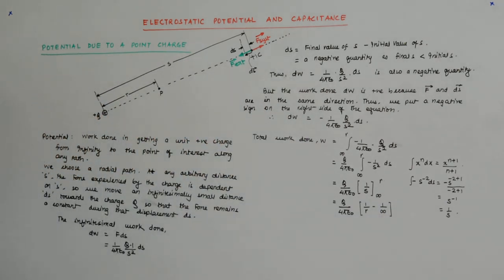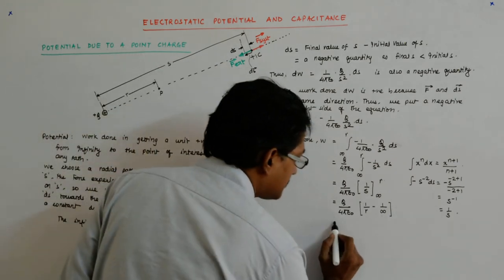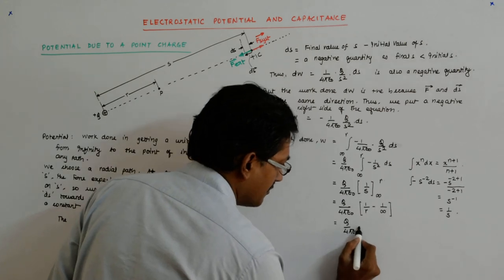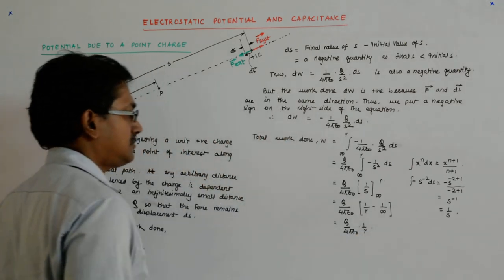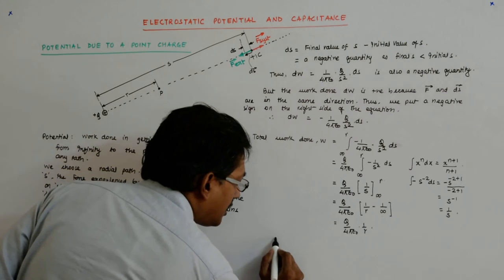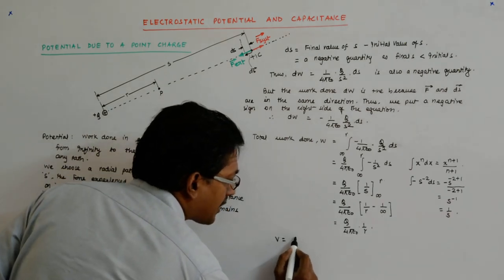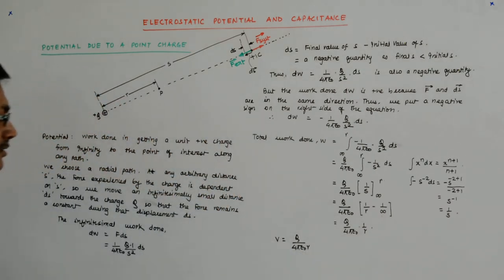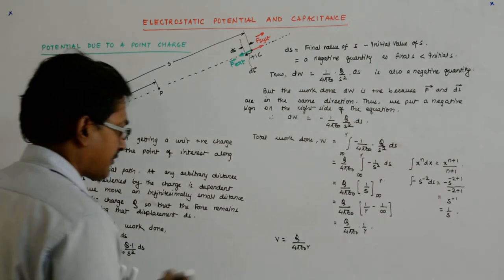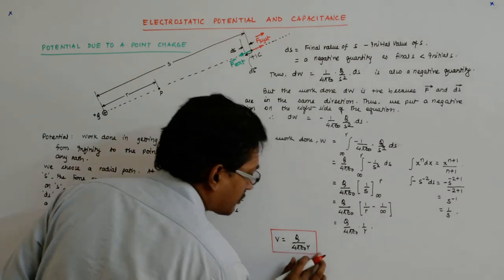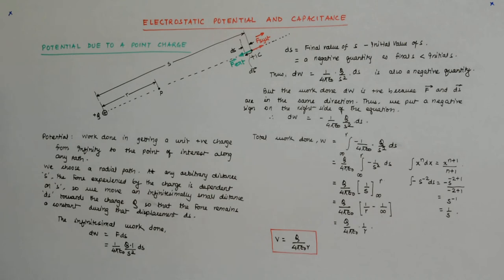What is 1 upon infinity? 0. So it actually becomes q upon 4 pi epsilon naught r. So potential due to a charge capital Q is actually Q upon 4 pi epsilon naught r. So it varies as the inverse of the distance. Correct?